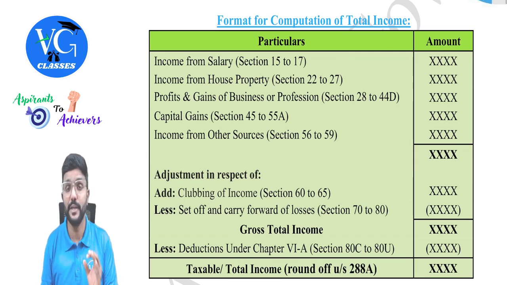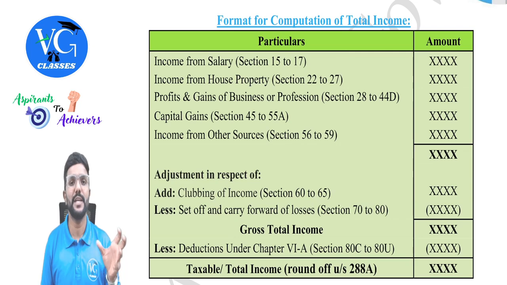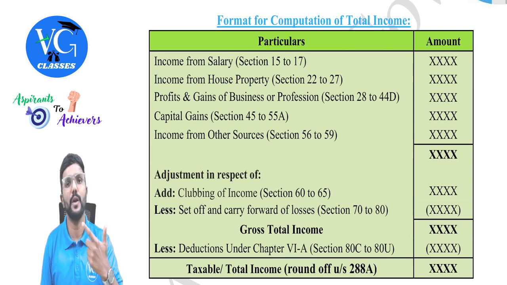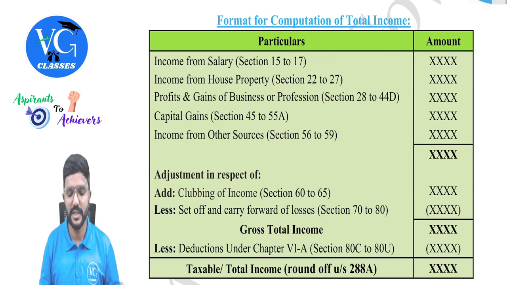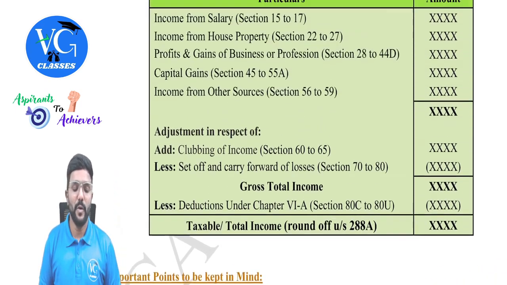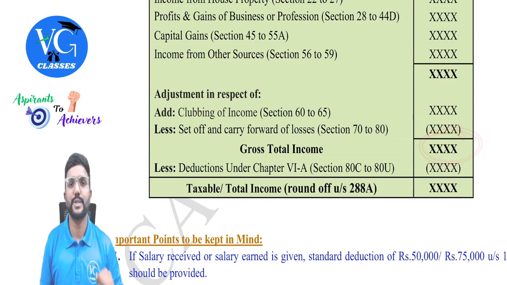And again, I am telling you, for adjusting the loss, there are a few exceptions. For example, specified business loss can be adjusted only against specified business income. Speculation business loss can be adjusted only against speculation business income. Long-term loss can be adjusted only against long-term gain. And the loss from the activity of owning and maintaining race horses can be adjusted only against the same income. Same way, if there is any short term capital loss, it can be adjusted either against short term gain or long term gain, guys. Got it?